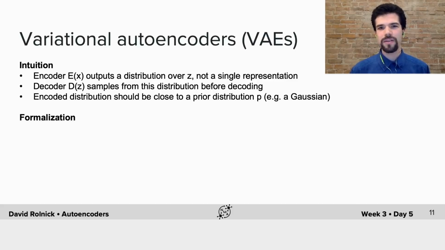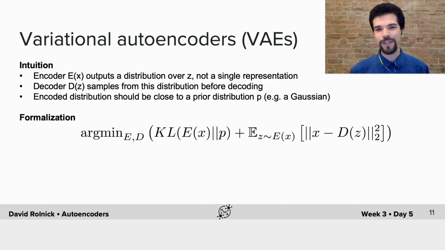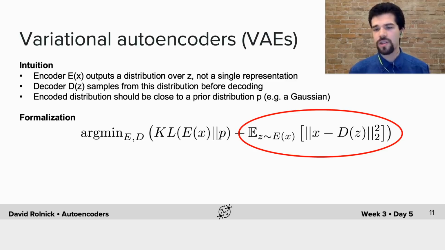Now, how do you formalize this? Here's a big loss function. Let's go into the details of this loss function and why it captures the intuition that we were just discussing on the previous slides. First, this term. This is just the term that we've been looking at all along. It is just the squared L2 norm of the difference between the input, x, and the output of the decoder, d of z. Only in this case, we had to sample z from the distribution e of x. That's just what the expected value means. It means the expected value if we're sampling z according to the distribution e of x.